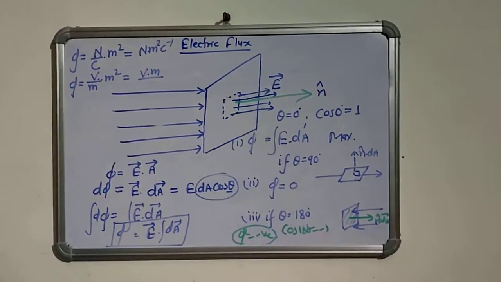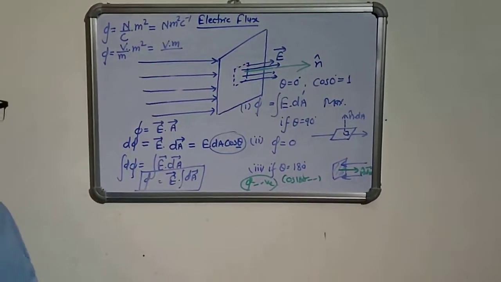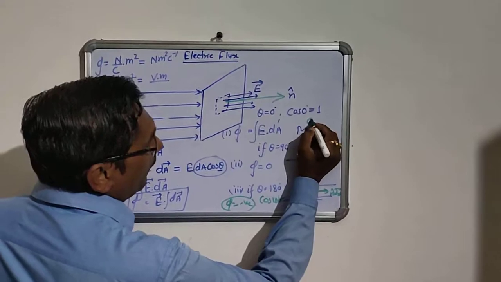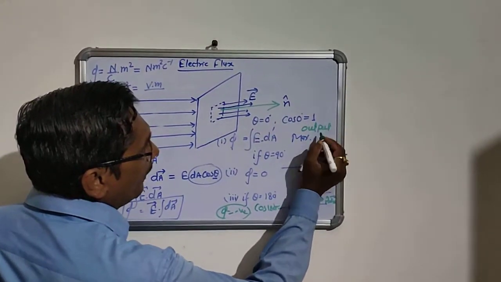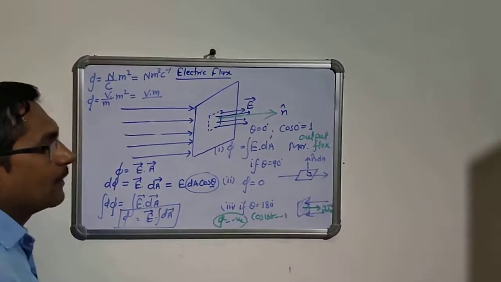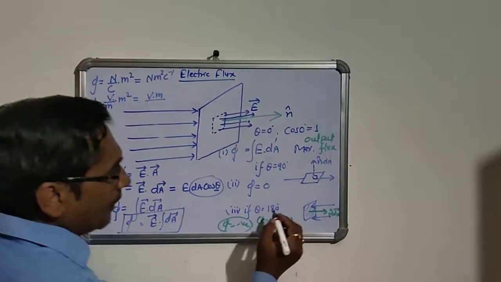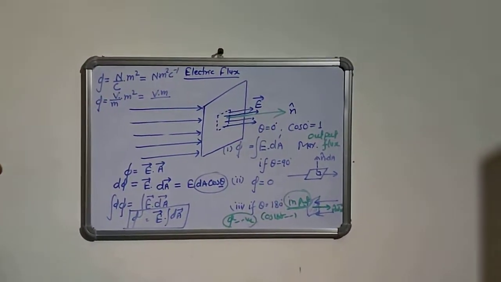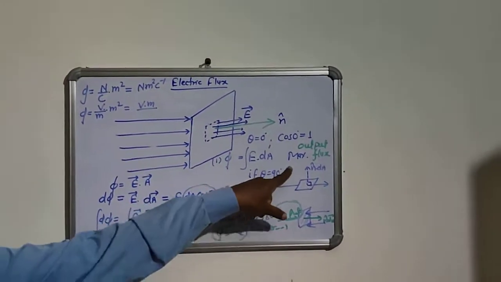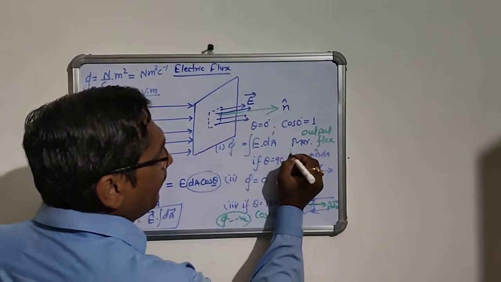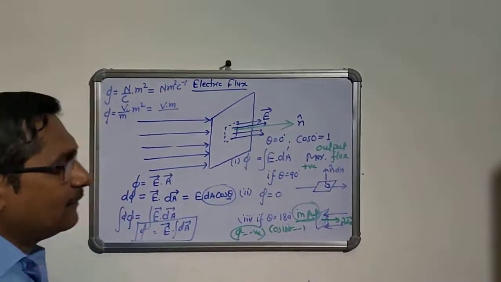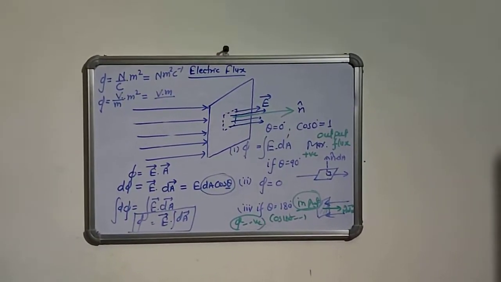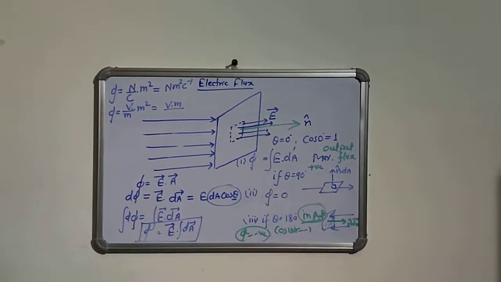So here the flux is basically of two types, one is positive and another is negative. Positive flux is known as output flux, and negative flux is called input flux. So remember it, output flux is always positive, and input flux is always negative. Okay, now we have to take flux through a closed surface.